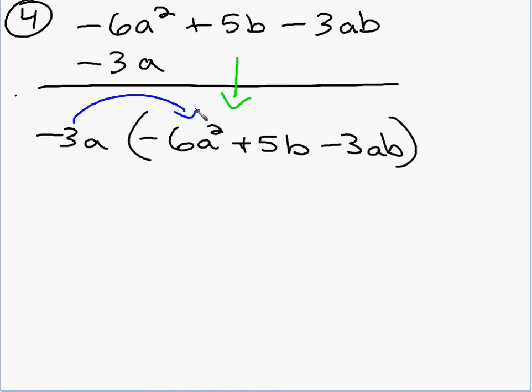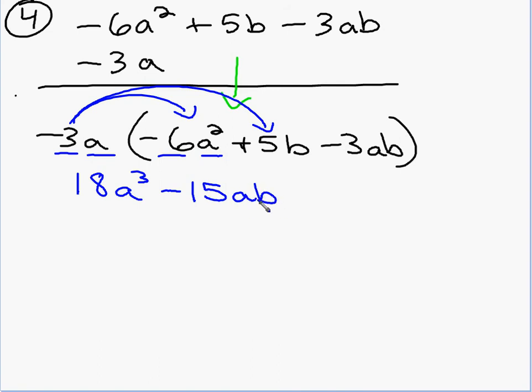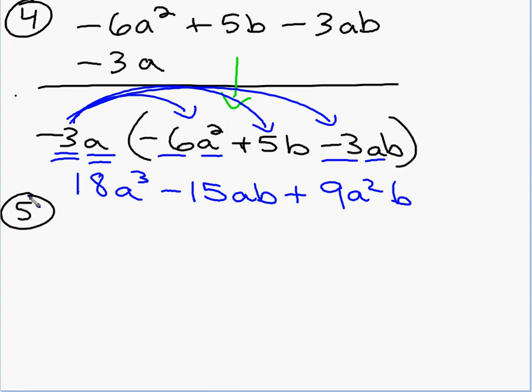Use distributive property. Negative 3 times negative 6 is positive 18. A times a squared is a to the third. Then I need to distribute to this middle term, which would be negative 15ab. No change in the powers. Distribute to the last term. Negative 3 times negative 3 is positive 9. A times a is a squared, and the b just stays there. And there's my answer.